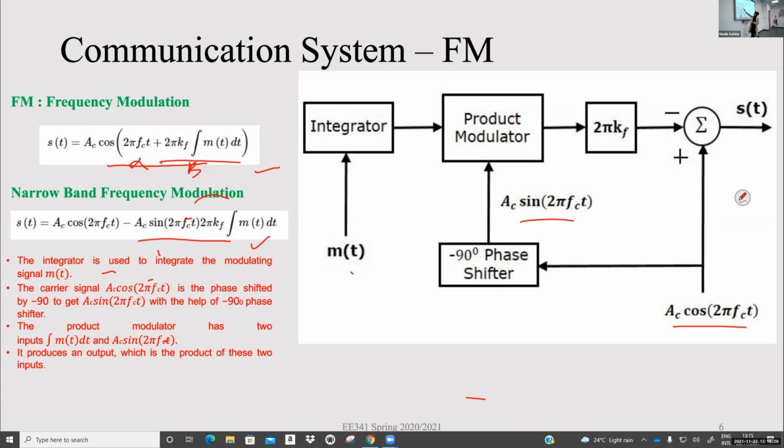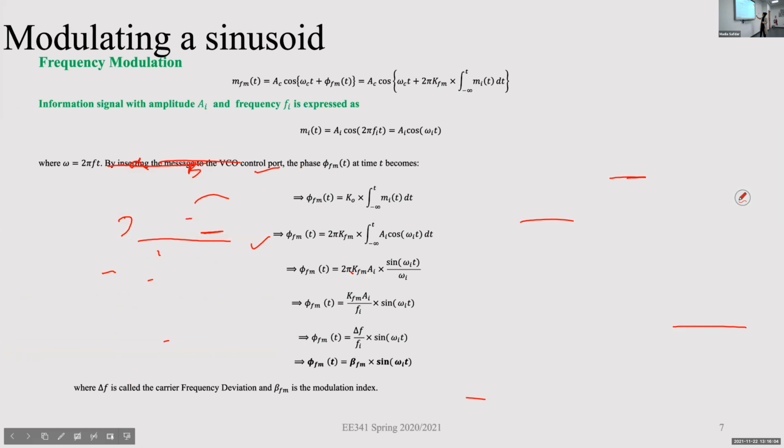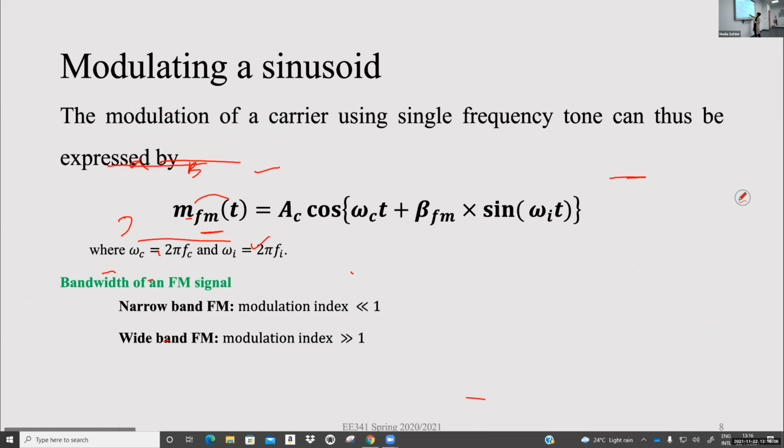Then we multiply it with this constant 2 pi kf, and then in this summer we will do the subtraction, and then this carrier here 2 pi fc, and then with amplitude at the end we will get s of t. Okay, so all this equation is implemented in this block diagram, and this is the block diagram for narrow band frequency modulation, and this is the equation for it. Okay, fine. So these are a bit more mathematics.